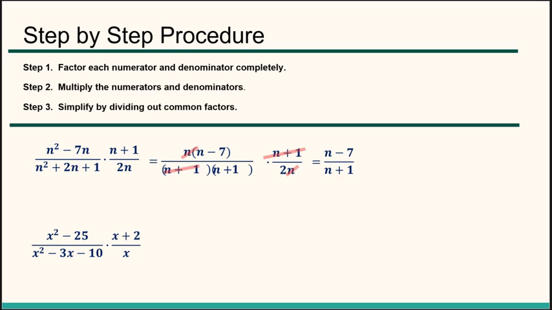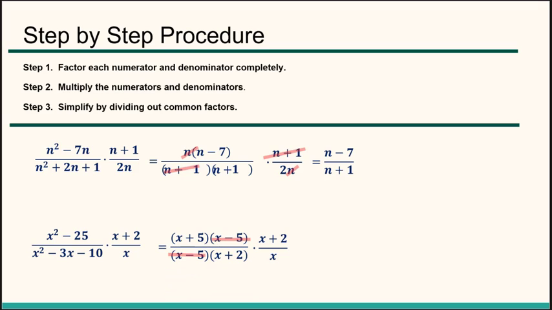So here's my problem. I have x squared minus 25 all over x squared minus 3x minus 10. I'm going to multiply that by x plus 2 over x. I first need to factor that first term. So I've got x squared minus 25. That's one of those plus guy minus guy things. So I'm going to factor that into x plus 5 times x minus 5. The denominator factors into x minus 5 times x plus 2. Then I just write down the other term because there's nothing to do there.